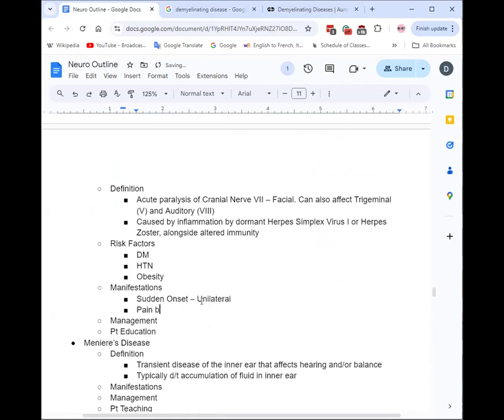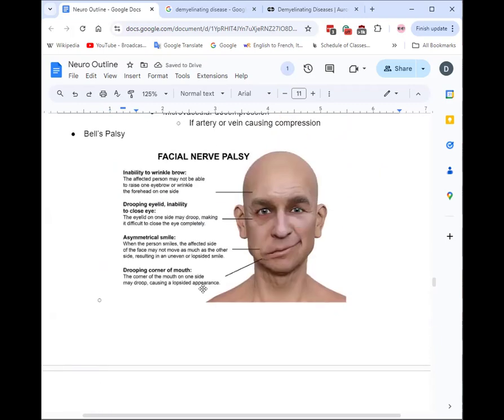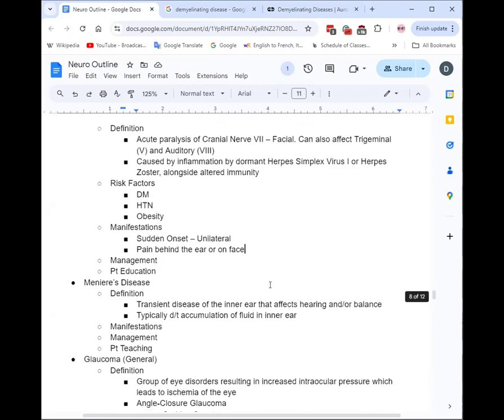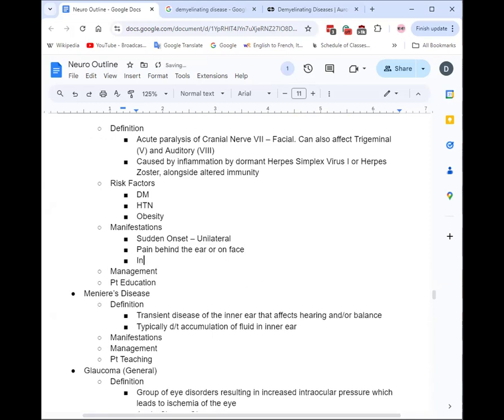You might have some pain behind the ear or on the face. Imagine you're pinching a nerve, and it causes you pain in your face. You can rationalize it that way. It can also affect some of your other facial nerves. It affects your auditory, so maybe you have a little intolerance to loud noise.